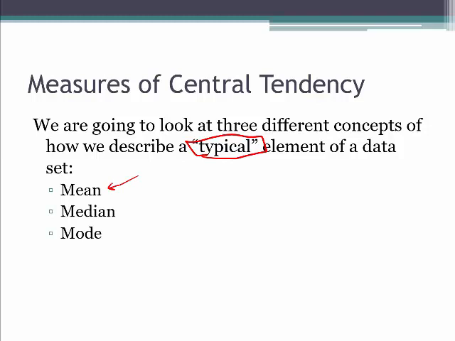Now there's the mean, which you probably have heard of. This is synonymous with the average of a data set. You've heard of the median before, right? This is the middle value of a data set. And then we're going to introduce something called the mode, and this is the most observed. All right, so we have the mean, median, mode, or the three M's for the measures of central tendency.